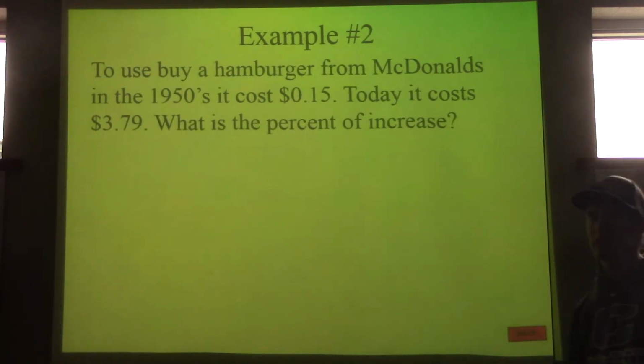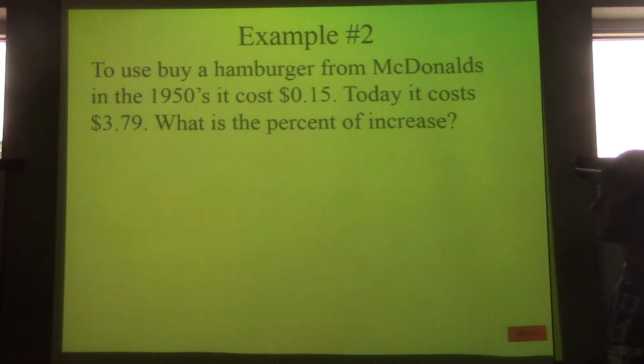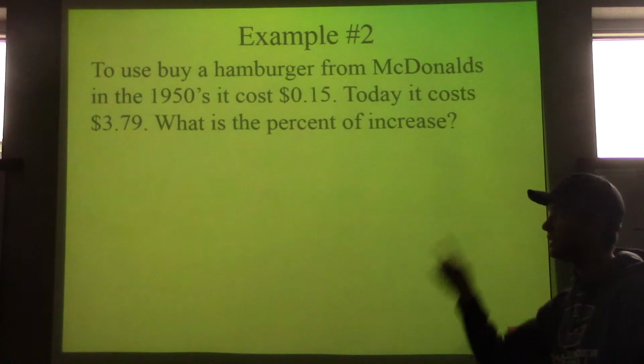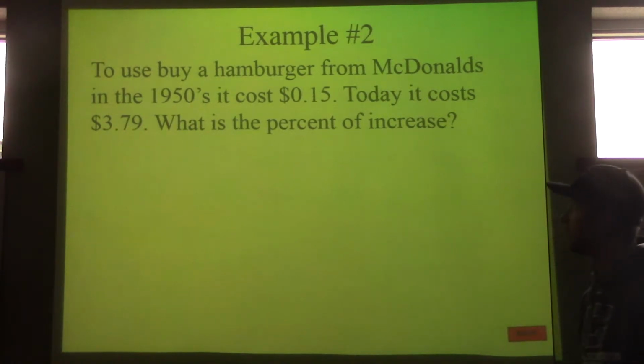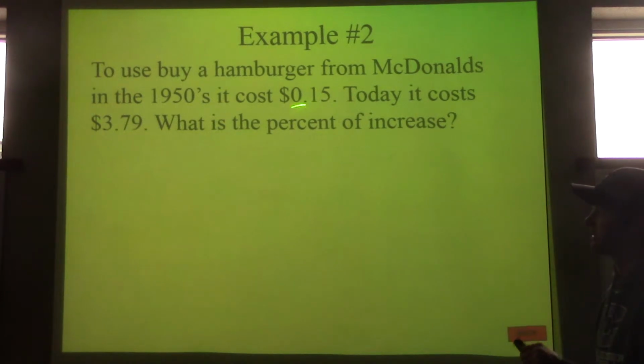Here's one that I found interesting, looked it up. Hamburger from McDonald's. Back in the 1950s, it was 15 cents for a hamburger. Today, just a quarter pounder with cheese is $3.79. What is the percent of increase? It went up. It wasn't 15 cents, now it's $3.79.